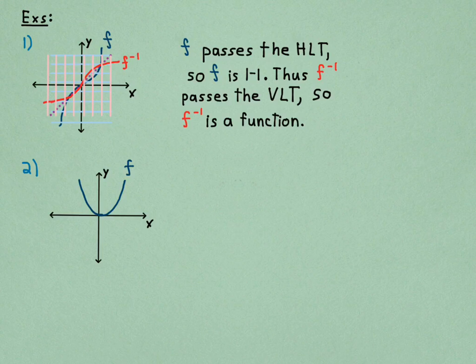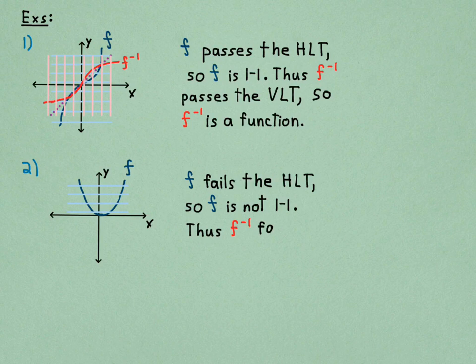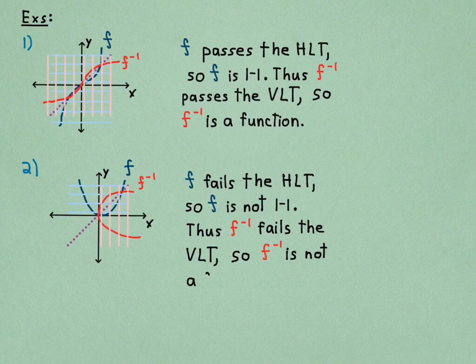Okay. Here's another graph, a different graph, a different f. This one fails the horizontal line test. It is a function. It passes the vertical line test, so f is a function. But it fails the horizontal line test, which means f is not 1 to 1. And that means f inverse fails the vertical line test. So if I reflect f across the line x equals y, I get f inverse, and you can see it doesn't pass the vertical line test. So f inverse is not a function.